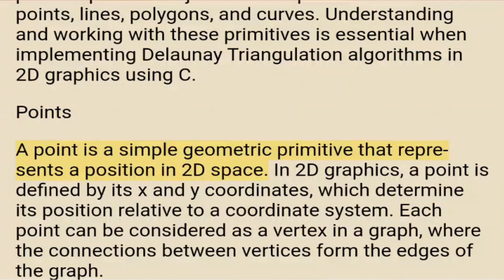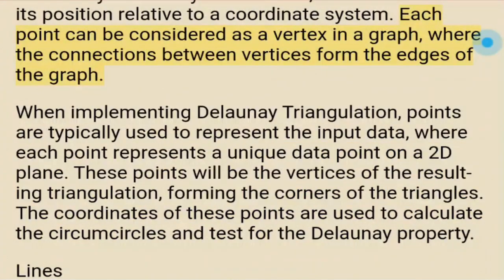Points. A point is a simple geometric primitive that represents a position in 2D space. In 2D graphics, a point is defined by its x and y coordinates, which determine its position relative to a coordinate system. Each point can be considered as a vertex in a graph, where the connections between vertices form the edges of the graph. When implementing Delaunay triangulation, points are typically used to represent the input data, where each point represents a unique data point on a 2D plane.